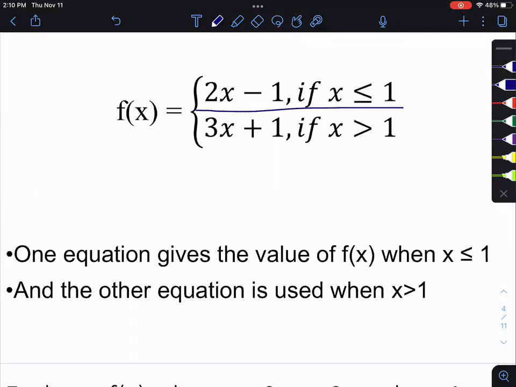Keep in mind, we're only using one equation at a time. You'll never plug the same number into both equations. So we pick the equation based off of the constraints over here on the right-hand side. If our x value is less than or equal to 1, we're going to use the top one. Greater than 1, we're going to use the bottom.